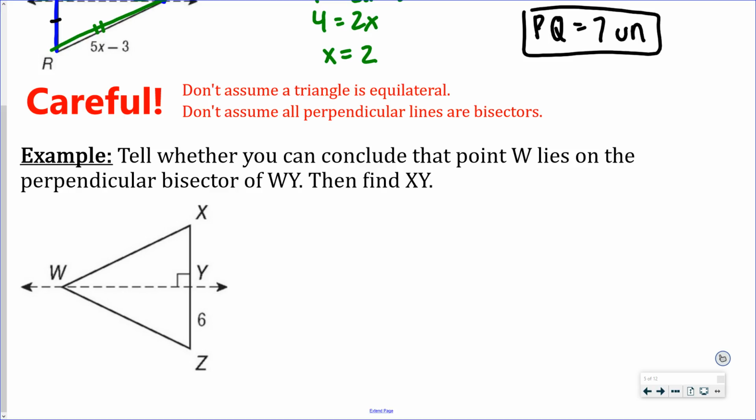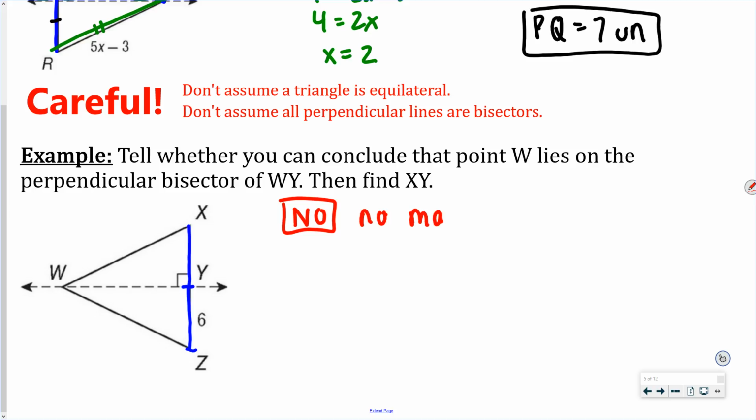All right, so take a look at this one. It says, tell whether you can conclude that point W lies on the perpendicular bisector of XZ. I see it's perpendicular to this segment, but what piece am I missing here to make it a perpendicular bisector? What's not congruent? There's no marking showing me that it's bisecting it, that it's splitting that segment in half. They're telling me this is 6. If they wrote a 6 here, it'd be like, oh, yep, those are congruent. It's a perpendicular bisector. So in this scenario, it's kind of like a non-example. This would be no. We can't conclude that's a perpendicular bisector.